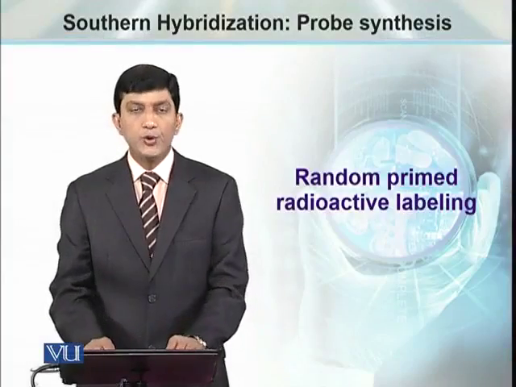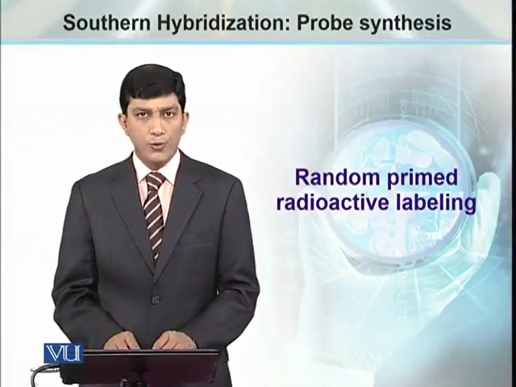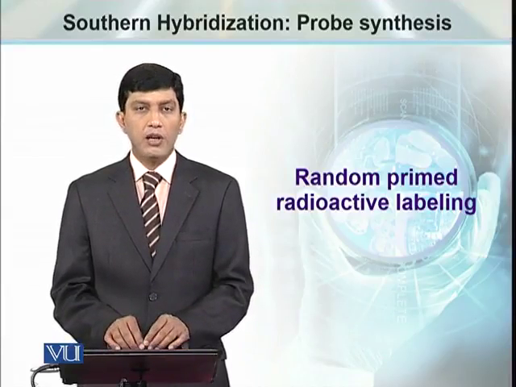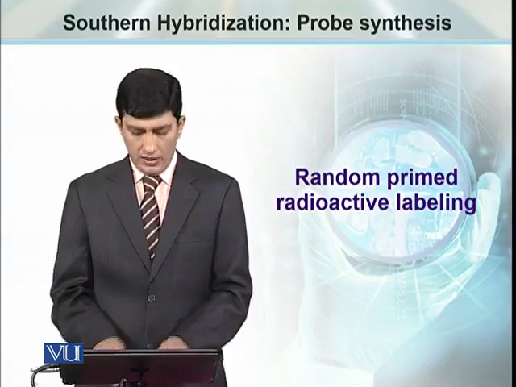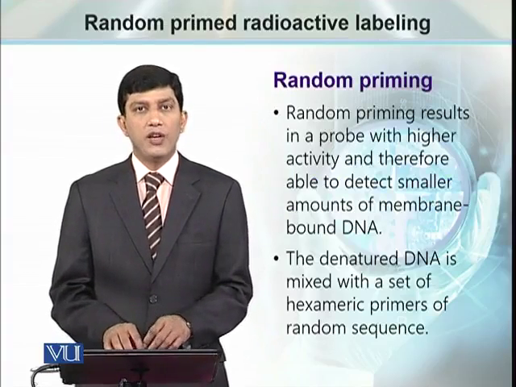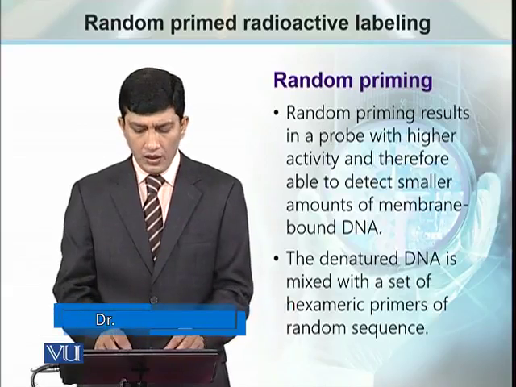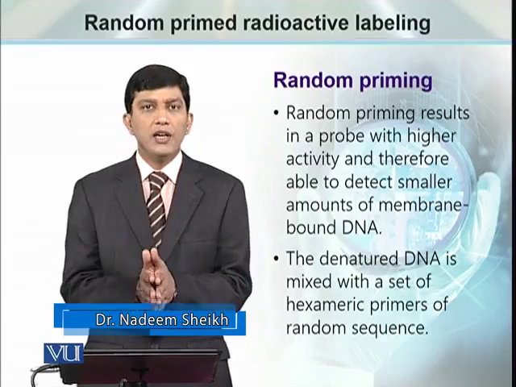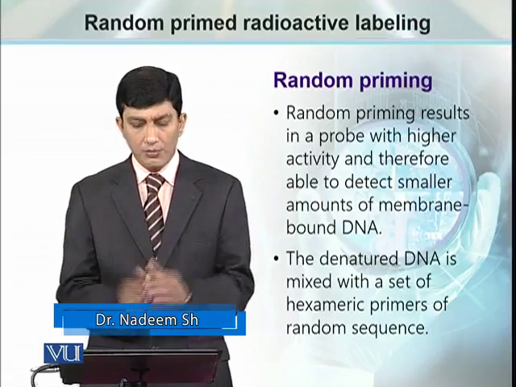The third method to synthesize the radioactive probe, and the most commonly used method, is random primed radioactive labeling. As the name indicates, we use primers which can bind randomly. If you bring the concept of replication to mind, double-stranded DNA has to get separated.